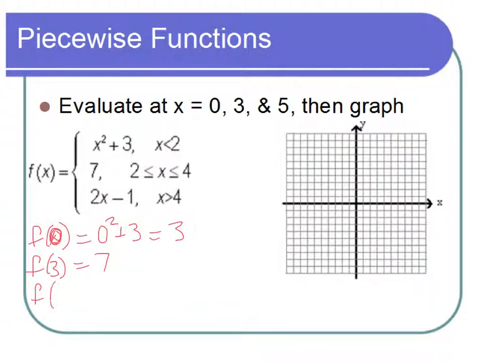Last one, f of 5. That's going to fall into this last category where x is greater than 4. So I'm going to plug in my 5 right here. So I'll have 2 times 5 minus 1. That's 10 minus 1, so that's 9.